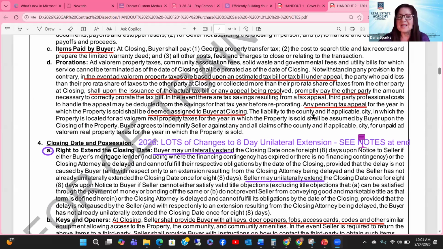This also says that if there is a tax appeal, if the owner has appealed their taxes with the county and it has not been resolved as of closing, any pending tax appeal for the year in which the property is sold shall be deemed assigned to the buyer.